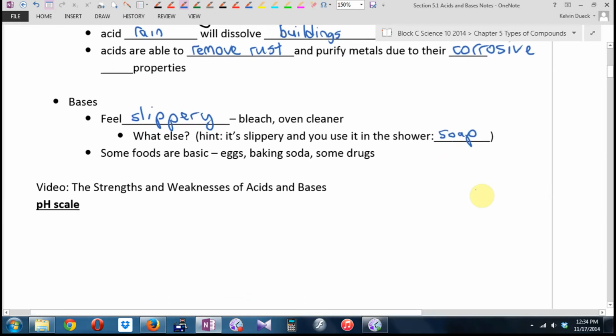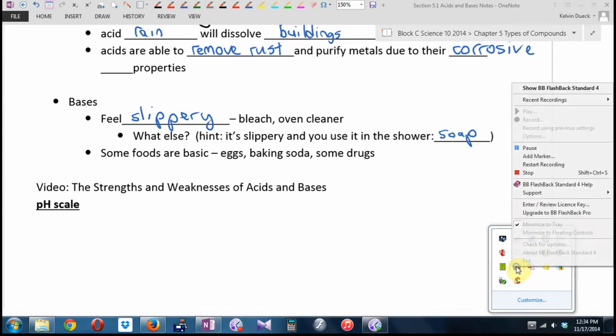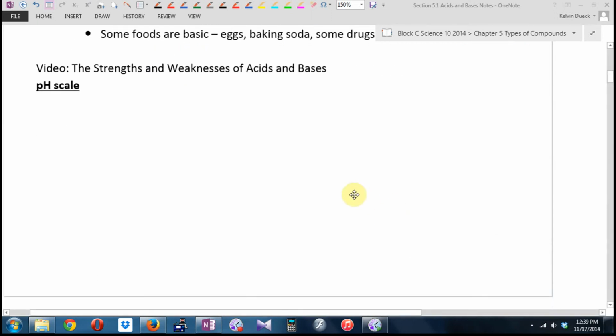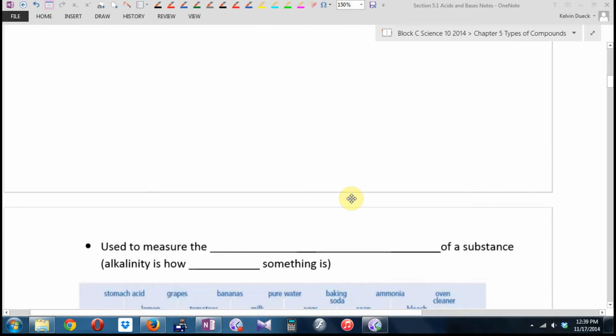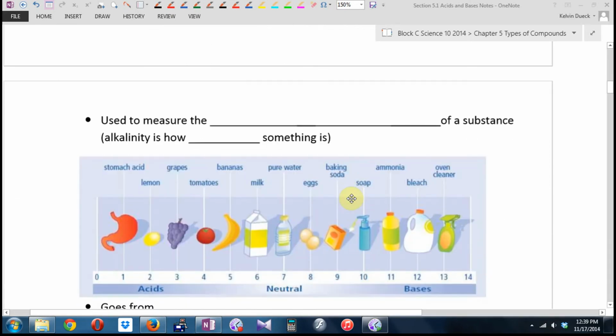So, I wrote here, video, the strengths and weaknesses of acids and bases. Put your pencils down. This is the pH scale. Psst, work on the homework later. Okay. The pH scale is used to measure the acidity, slash, now the word that's the opposite for acid when we're talking about measuring, it's called alkaline. So it's the alkalinity of a substance. Alkalinity is how basic something is.